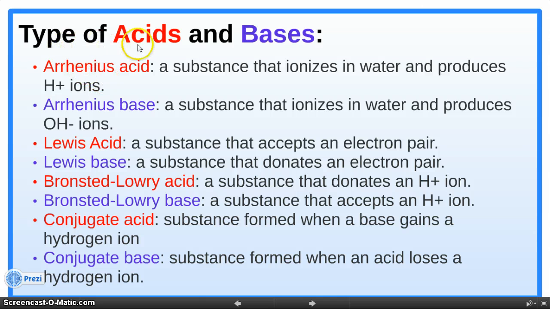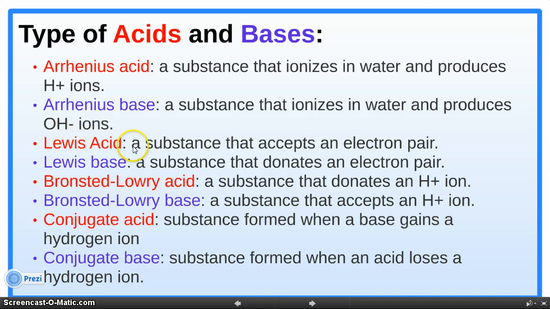There are different types of acids and bases. Whenever there's an acid, there's a base. Arrhenius acids are substances that ionize in water and produce H+ ions. Arrhenius bases are substances that ionize in water and produce OH- ions.